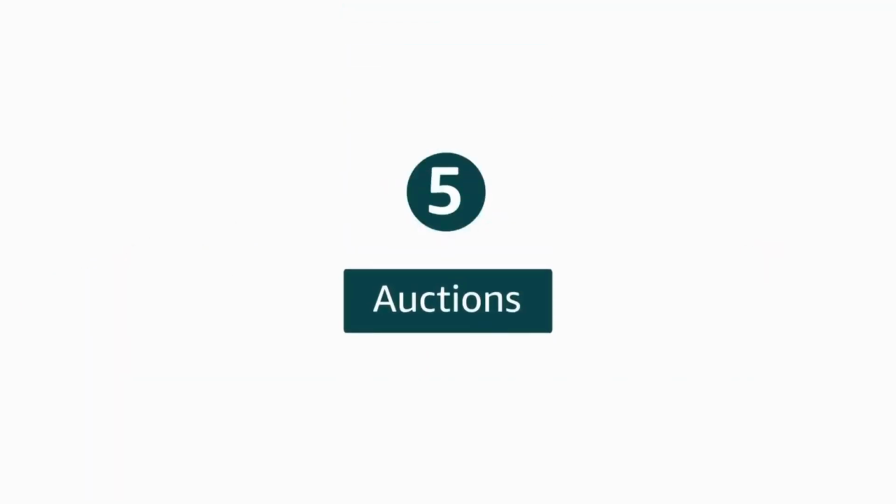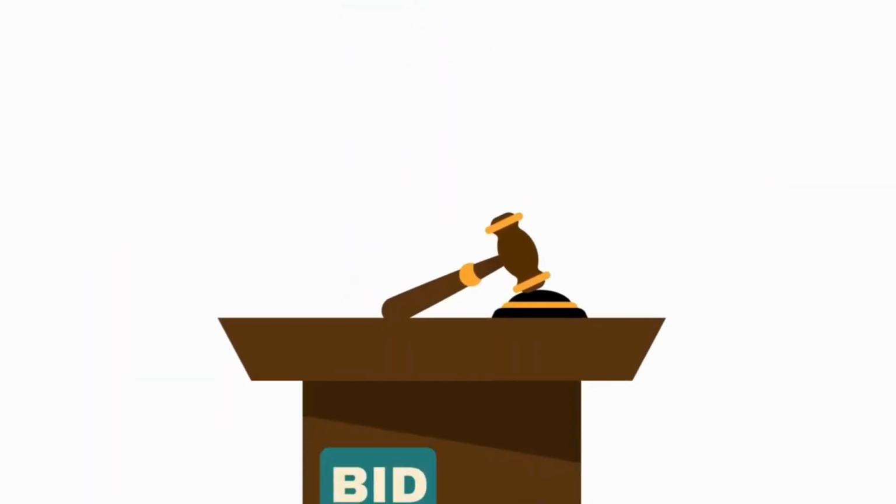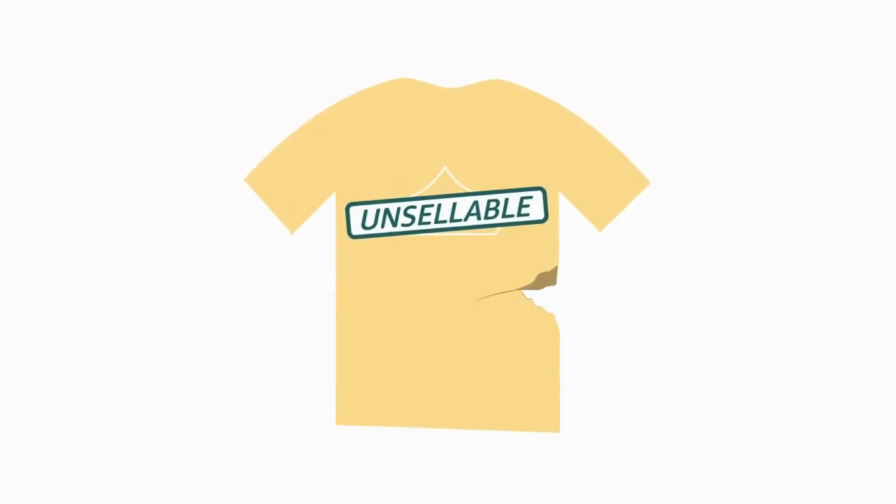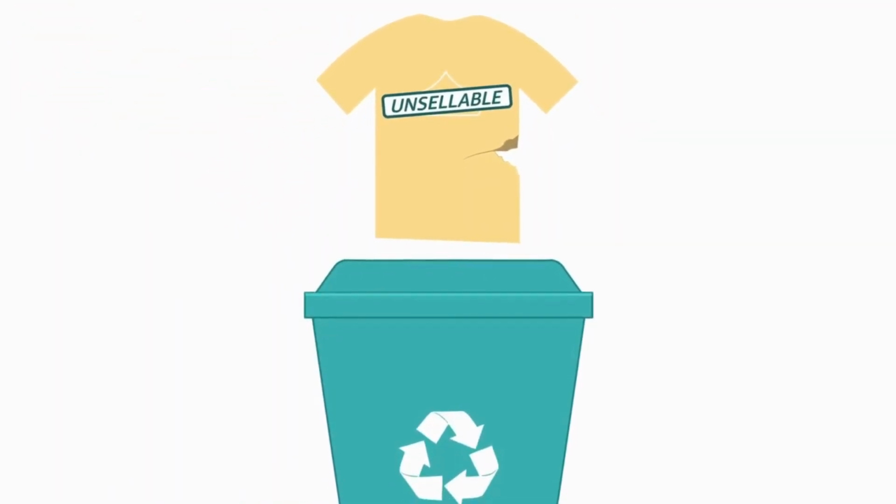Number five, auctions or auction style environments are not considered valid sources of supply. Reselling products that are intended for destruction, disposal, or otherwise designated as unsellable by the manufacturer, supplier, vendor, or retailer is strictly prohibited on Amazon.